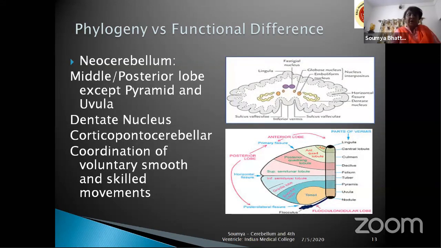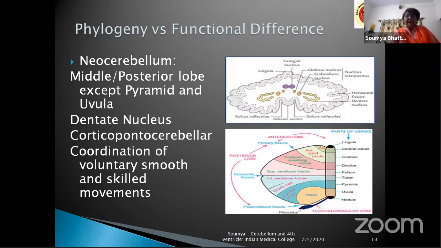Now this is the corticopontocerebellar fibers. What does it do? We all have voluntary, smooth and skilled movements. So this maintains the coordination.